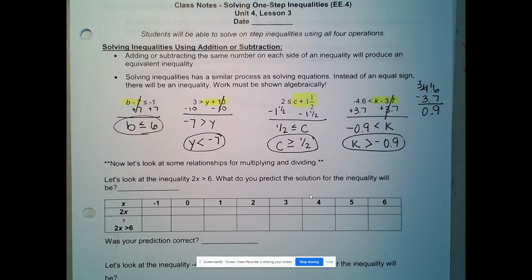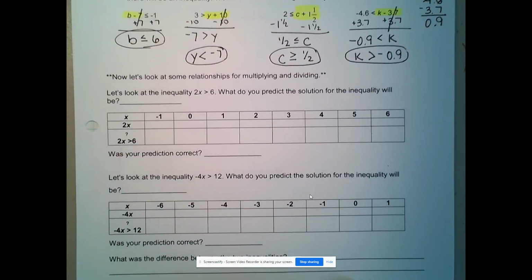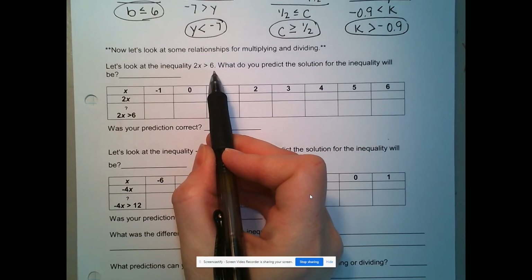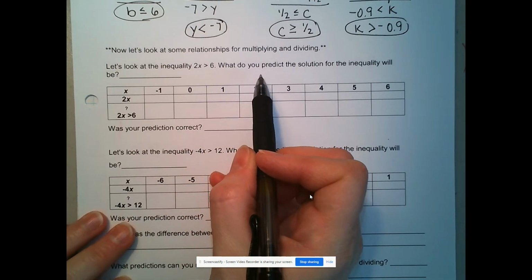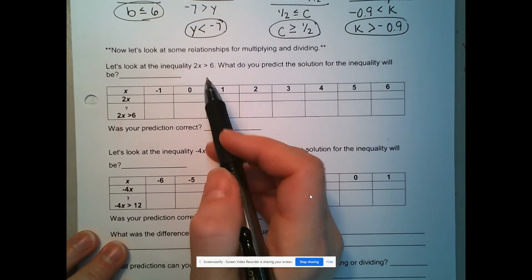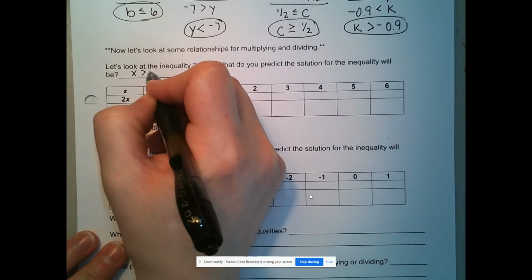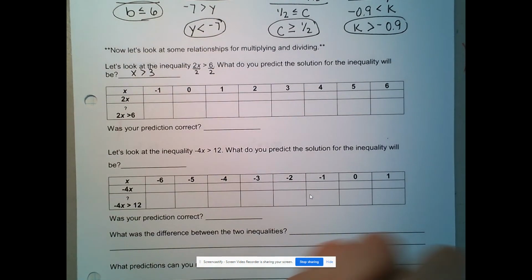Now let's look at some relationships with multiplying and dividing. So let's say we wanted to do 2x is greater than 6. What do you predict the solution will be? What do we think? Well, most of the time we would think we divide the left side by 2, divide the right side by 2. X is going to be numbers greater than 3. So we would think anything greater than 3 would make this true.